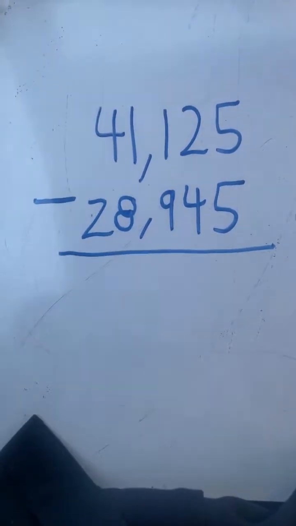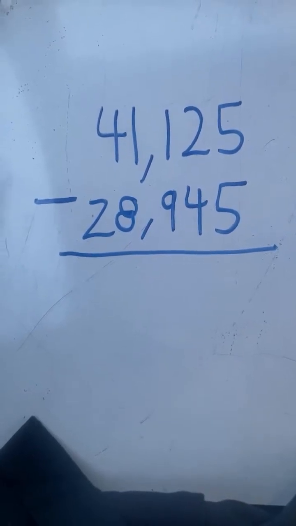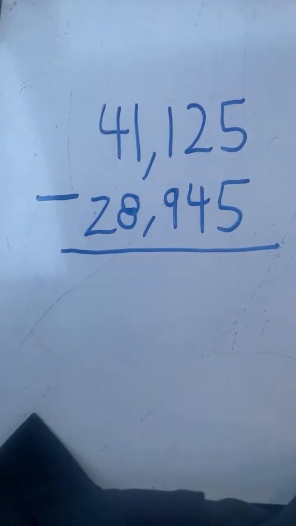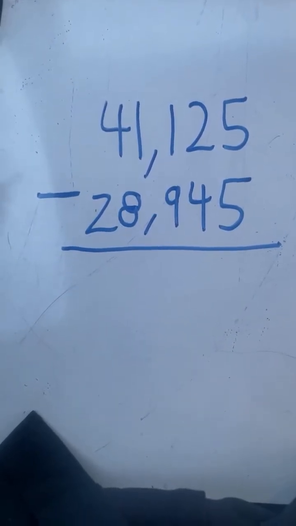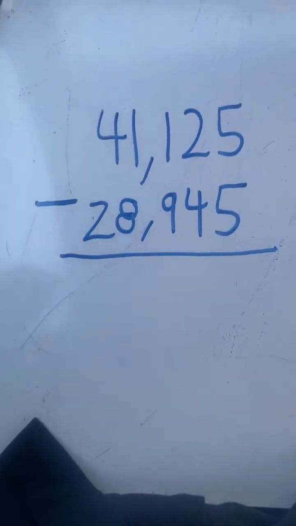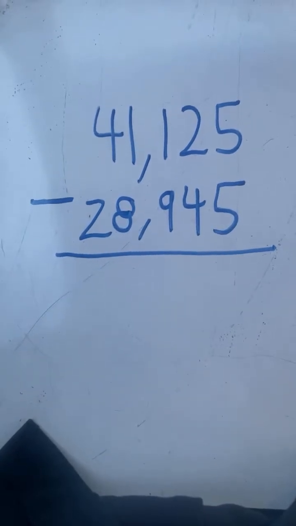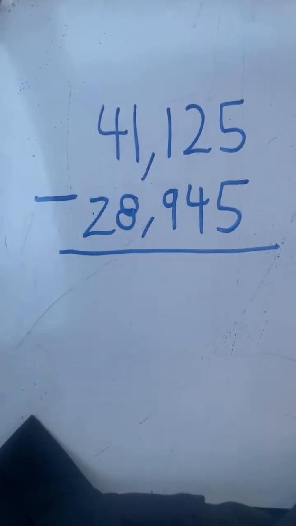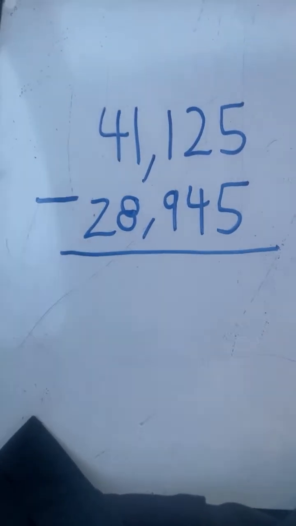Now, in subtraction, we regroup whenever the bottom digit is bigger than the top digit. And before I do any subtraction, I'm going to see if regrouping is needed. So I'm going to go through all of the digits for these two numbers, and I'm going to see if regrouping is needed. Are there any places where the bottom digit is bigger than the top digit?